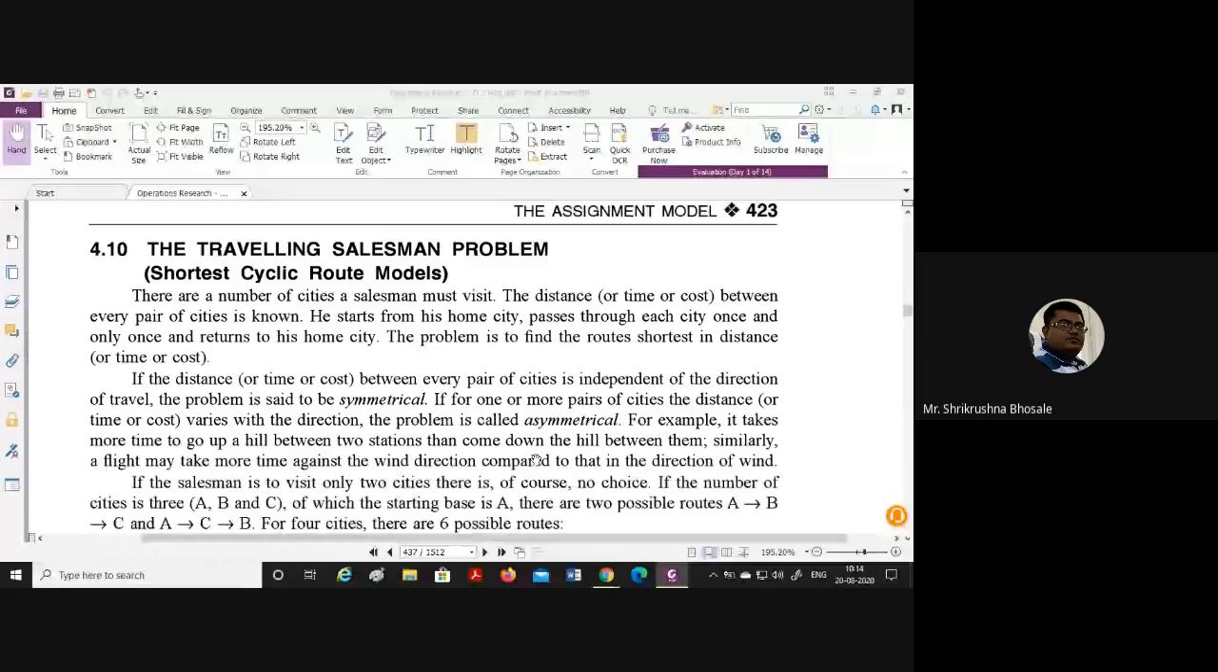And then in that case we have to find the shortest traveling time or shortest traveling cost. So there are two points, either cost or time.